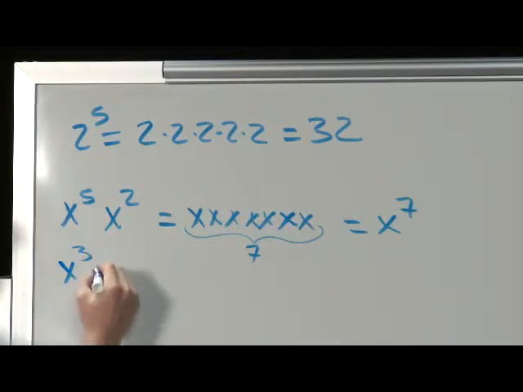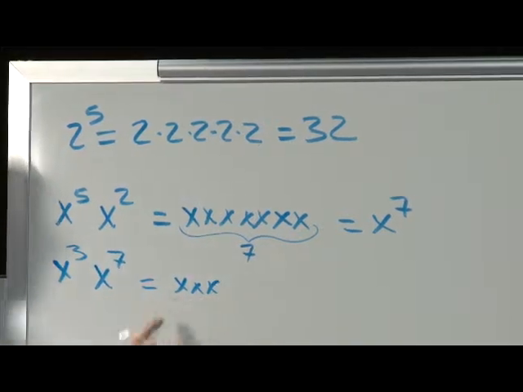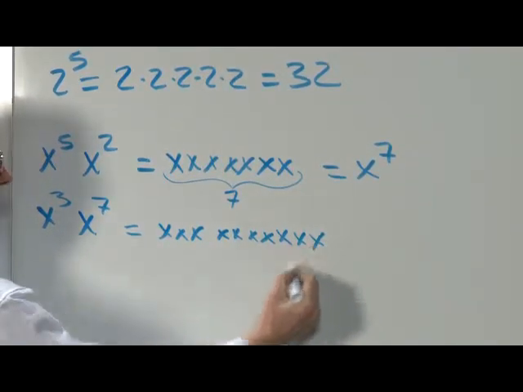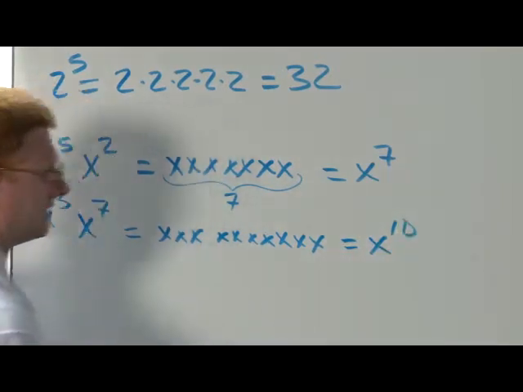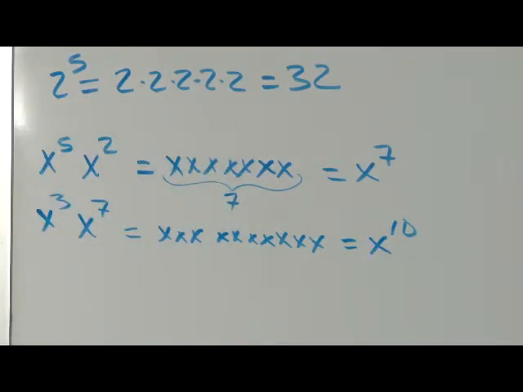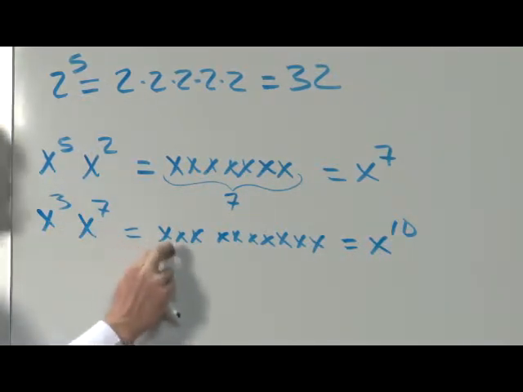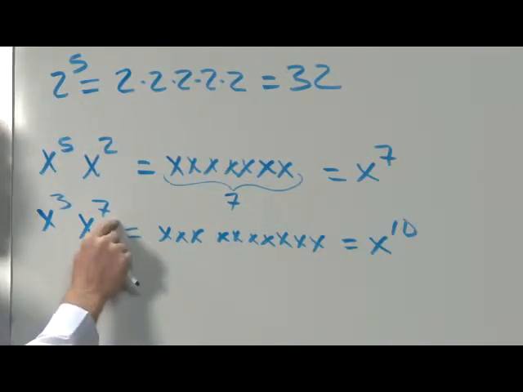X to the 3rd times x to the 7th. Well, that's x to the 3rd. And 1, 2, 3, 4, 5, 6, 7. 3, 7. That's 10. About this time, you see a pattern. Whatever this guy is and that guy, if these are the exact same, so we can combine and say they're all together into one thing, these two exponents will add.